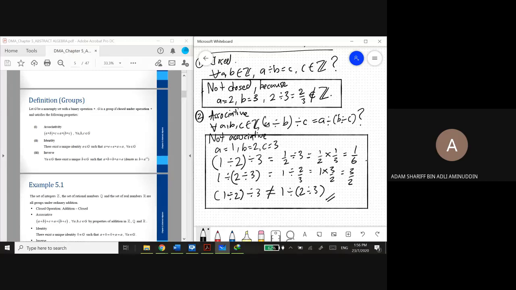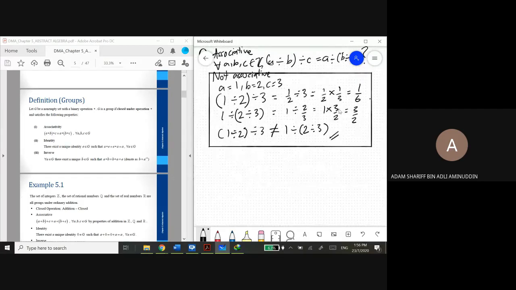Nampak? This is important. That's why proving, the basic of proving must be there. The basic of the proving thinking. Okay? Next, identity.